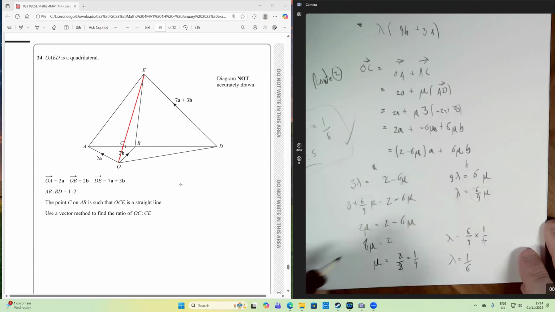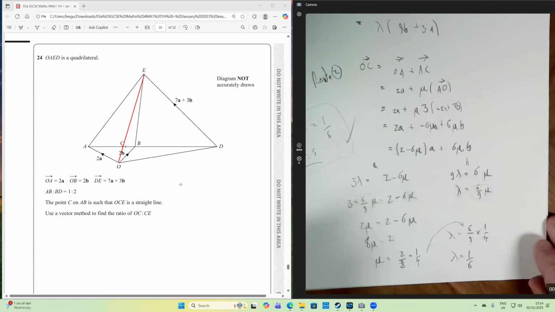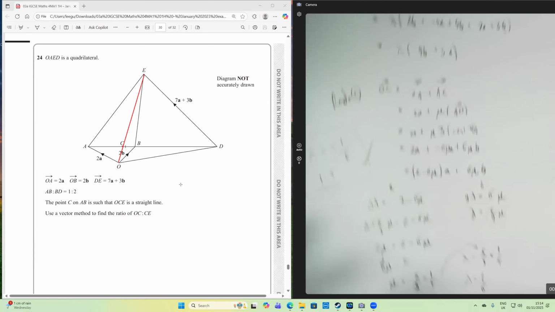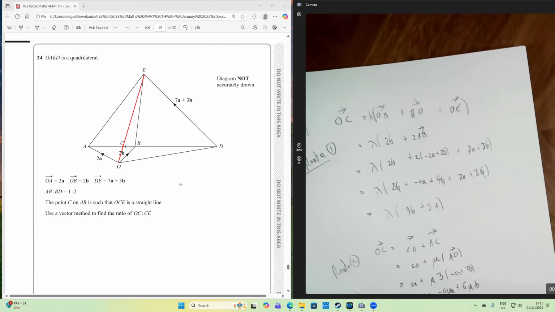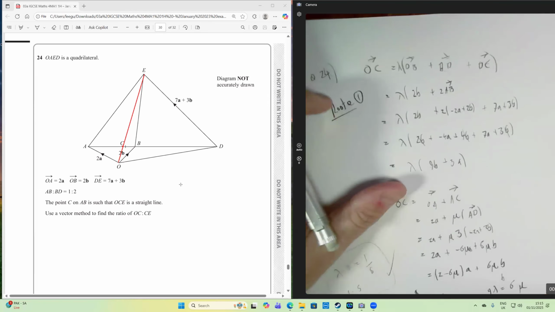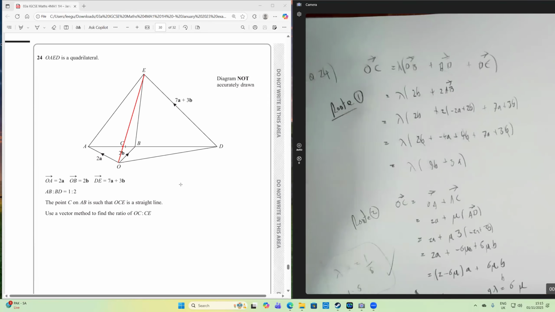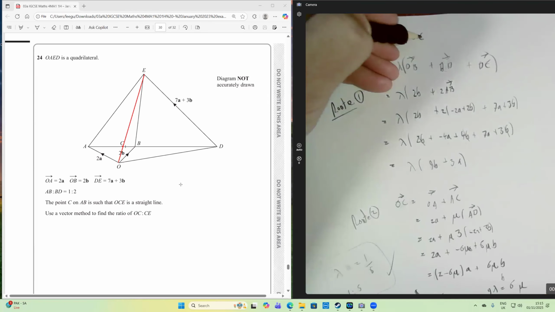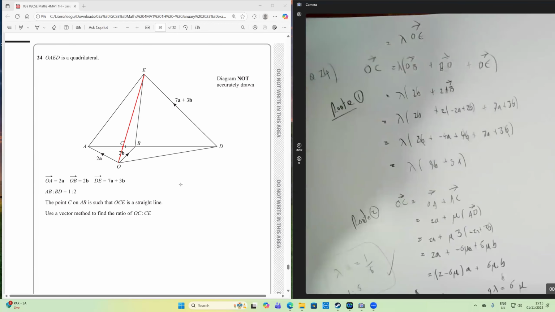So now we know that mu is a quarter. We can sub that into our other equation. That gives us 6 over 9 times a quarter, which is 6 over 36, which is 1/6. Now let's think about this. What was our lambda? Our lambda was originally the fraction that we need to go along O to E in order to reach C. So we said that going from O to C was lambda of O to E, and we've just found out that it's 1/6.